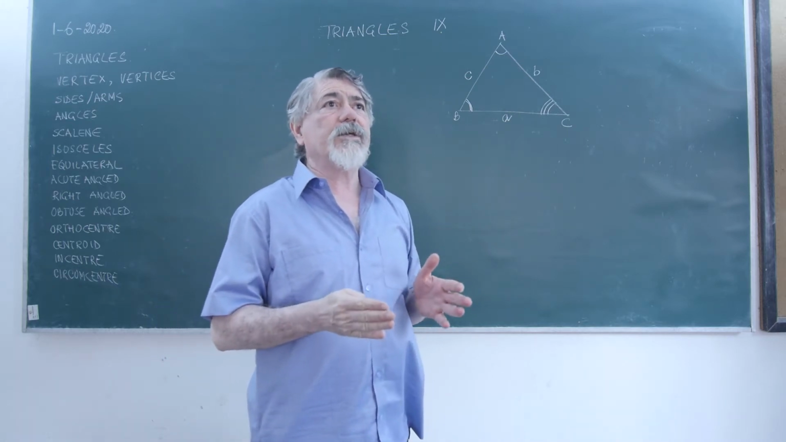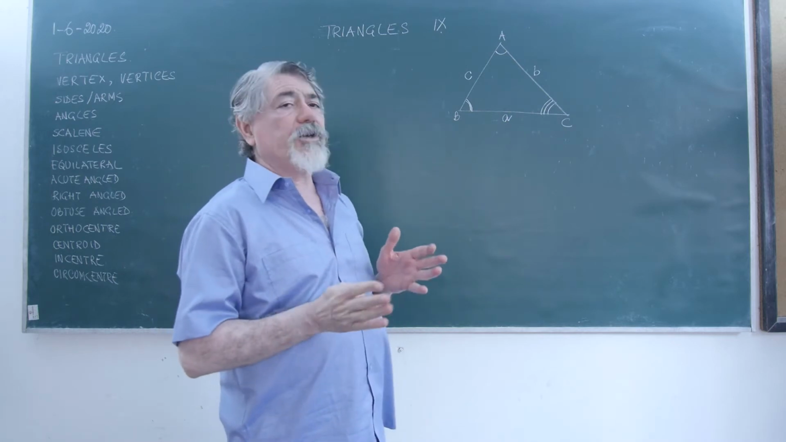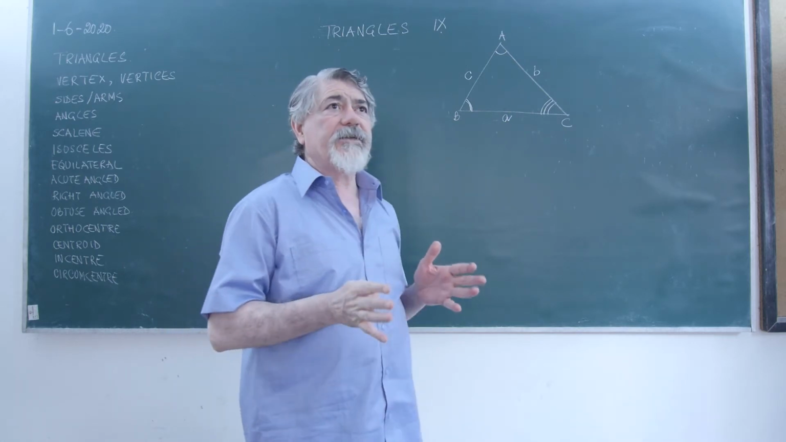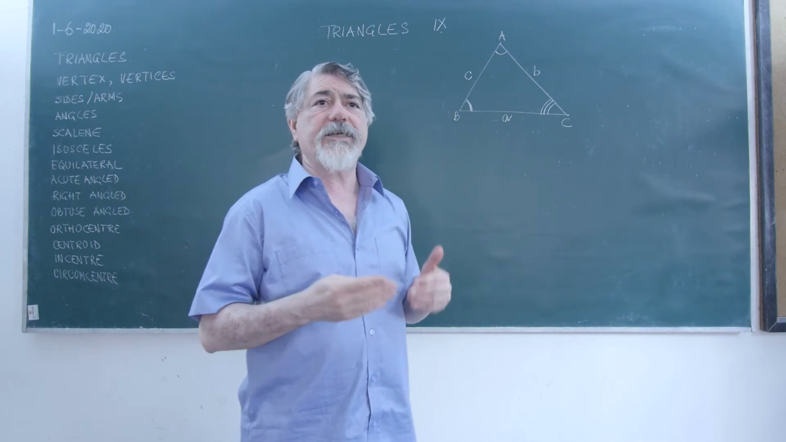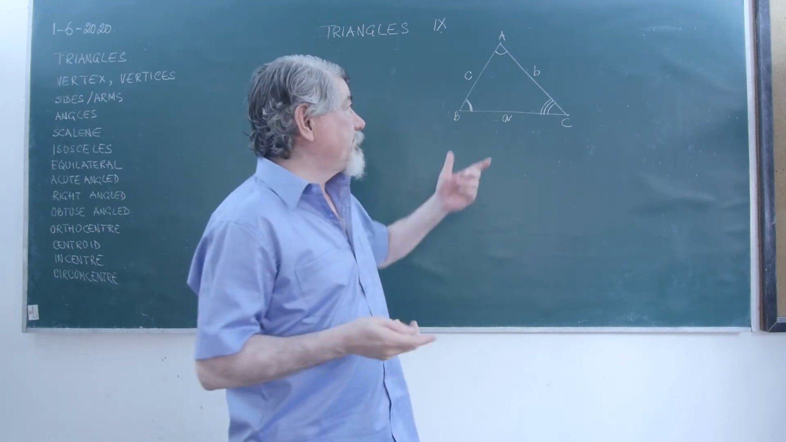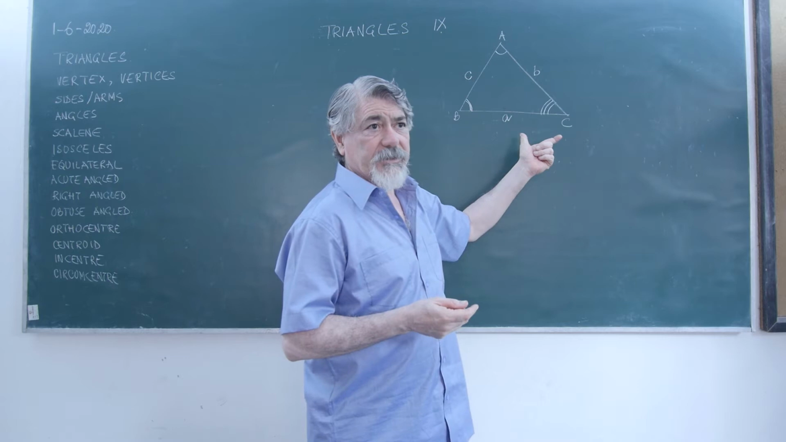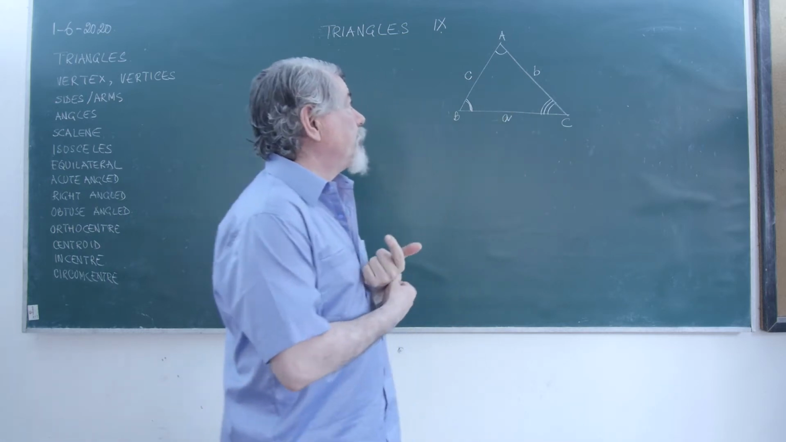Also, it is called a polygon with three sides. A polygon is a many-sided figure; they can be four-sided, five-sided, three-sided. It is a three-sided polygon.